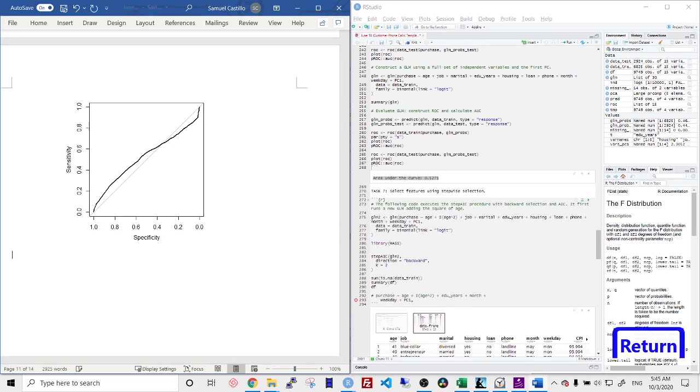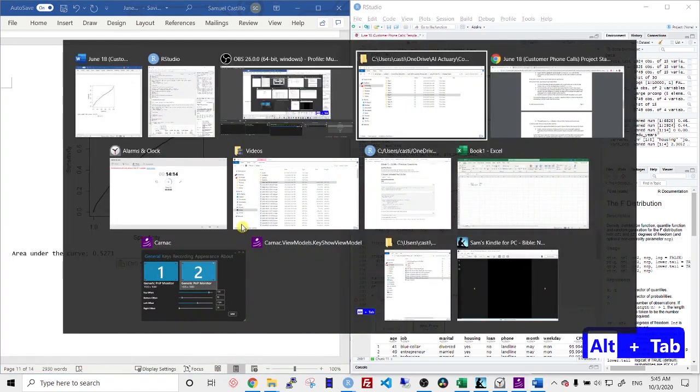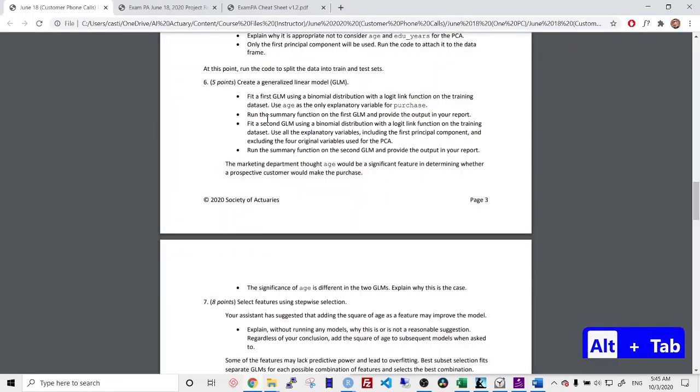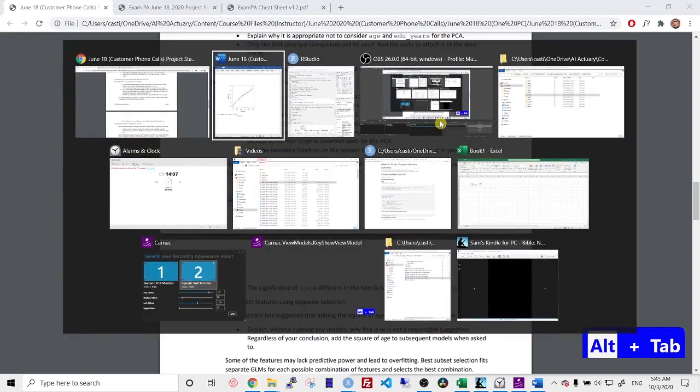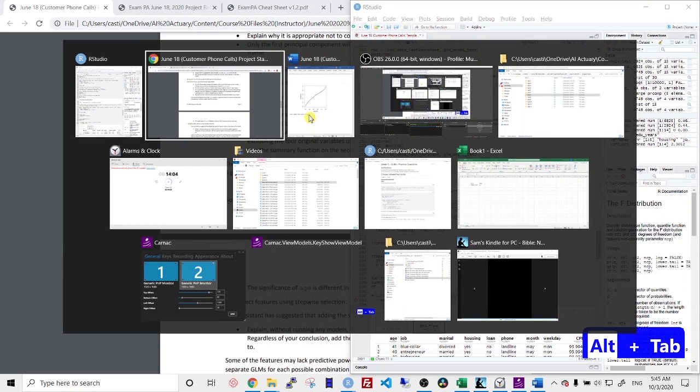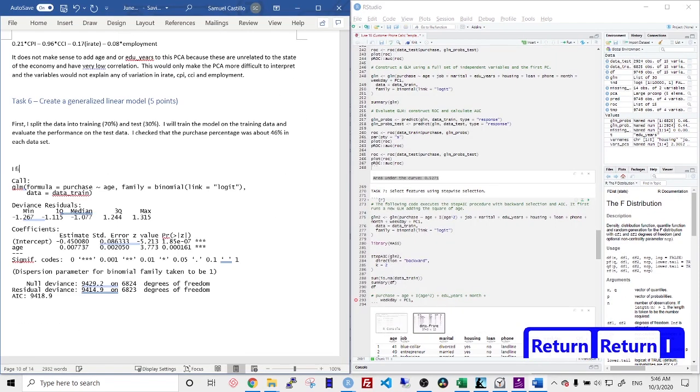And now, because I remember that this question is only 5 points, I just want to see what they ask me to do. Run the summary function in the first and provide the output. So here's the output, okay? And I will just say, I fit a GLM that used only age as the predictor.